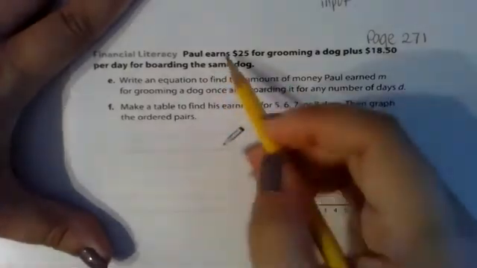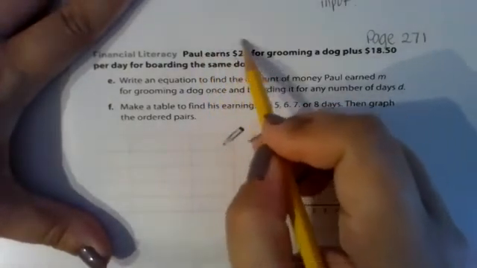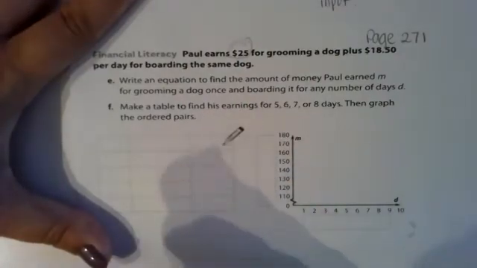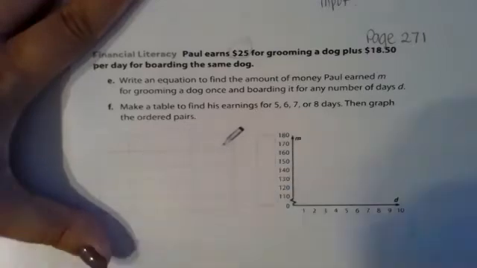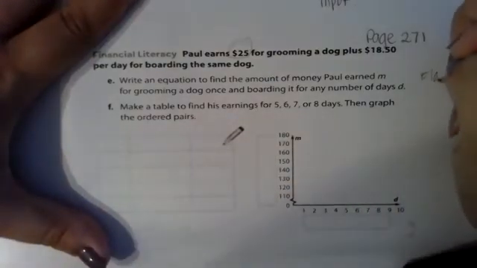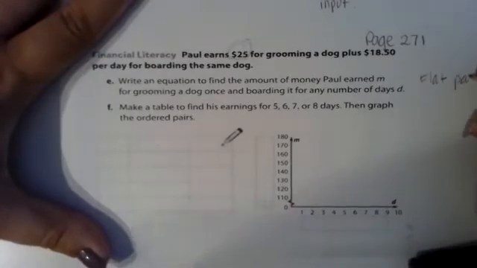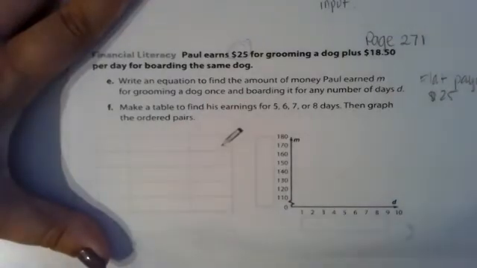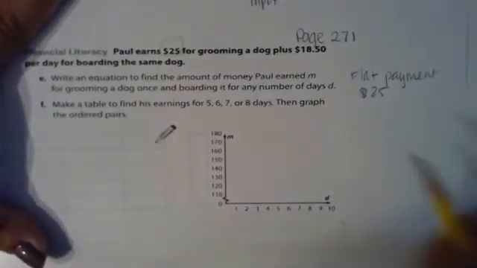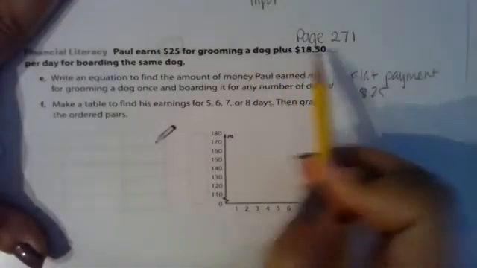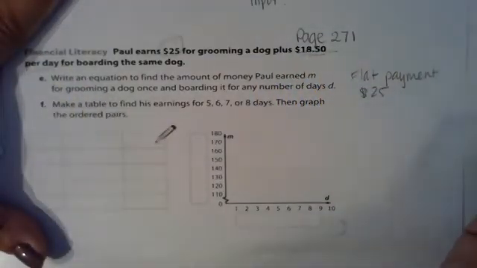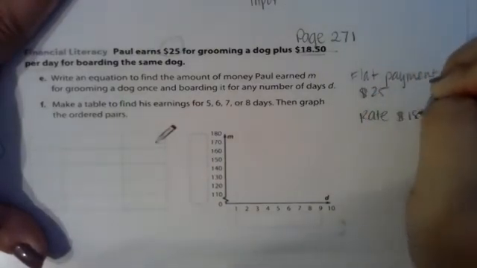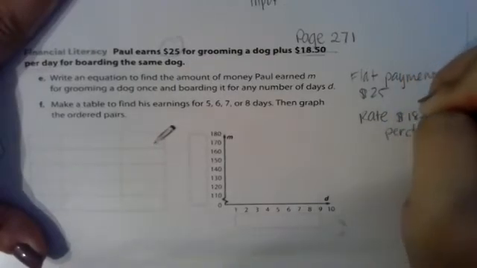So when we read that, we know that this 25 is going to be like my flat one-time payment. So we have a flat payment of $25. Sorry about that. And then we know that the dog, $18.50 per day. So this is going to be a rate of $18.50 per day.